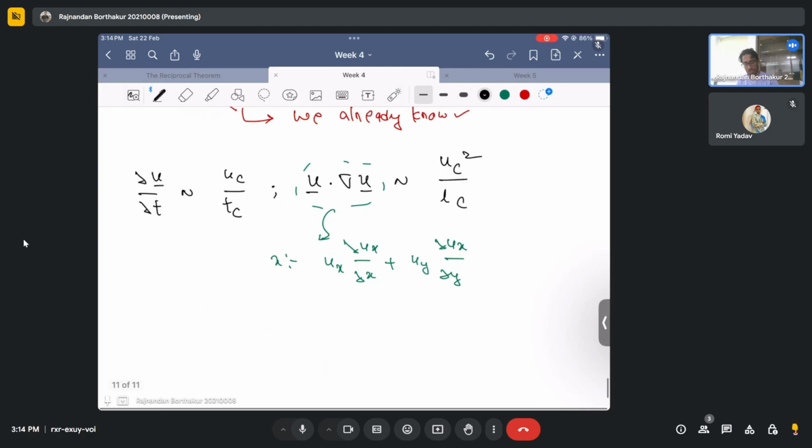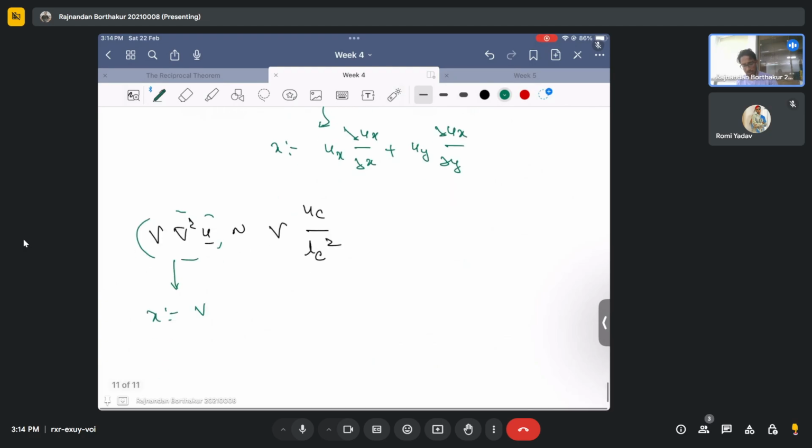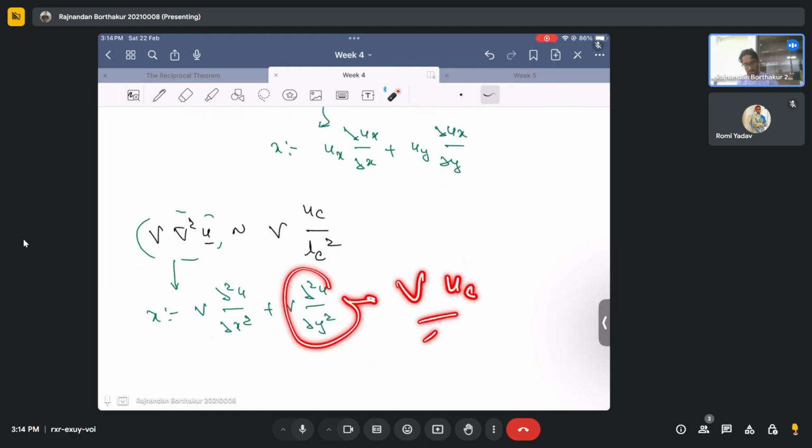So I have the kinematic viscosity, nu, times the Laplacian of this velocity. Drawing the same exercise, you can say that this would scale as nu times Uc by Lc squared. That is because, if you expand this term once again in the x direction, it will just be nu times ∂²u/∂x² plus nu times ∂²u/∂y². Then draw the same analogy, that this term would scale as nu times Uc by Lc squared. And that's why the order of magnitude of this term is what it looks like.